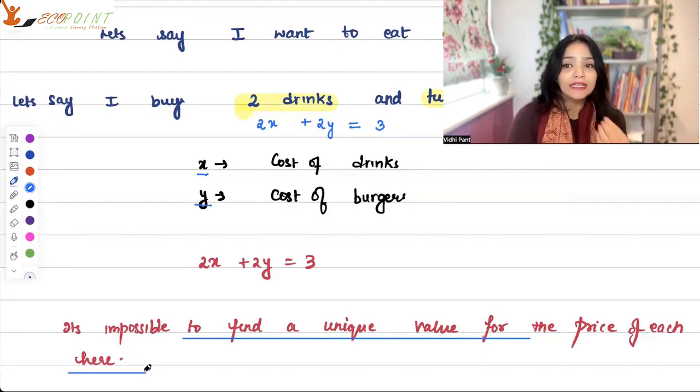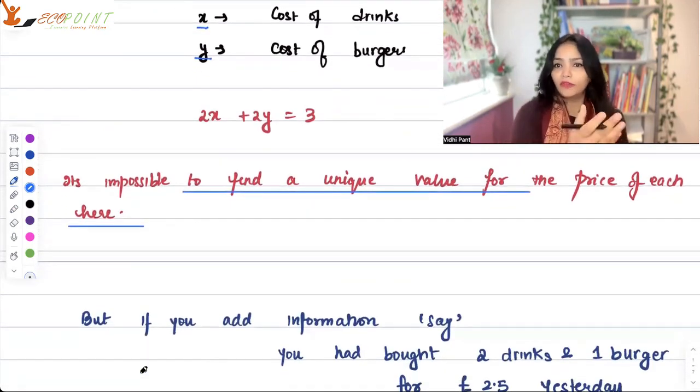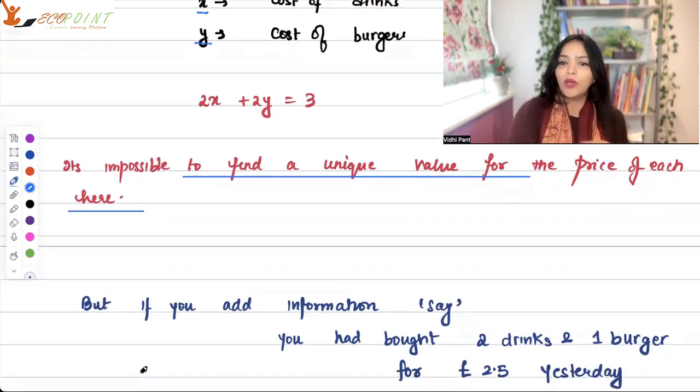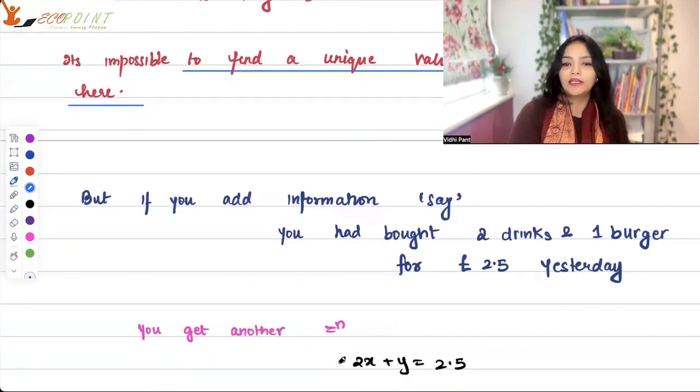But if I add some information, suppose I get to know from you that you had to pay for 2 drinks and 1 burger yesterday, and you paid 2.5 pounds. So this is added information that we have. And in terms of x and y, I can depict this also as an equation. And this equation is 2x plus y equals 2.5.